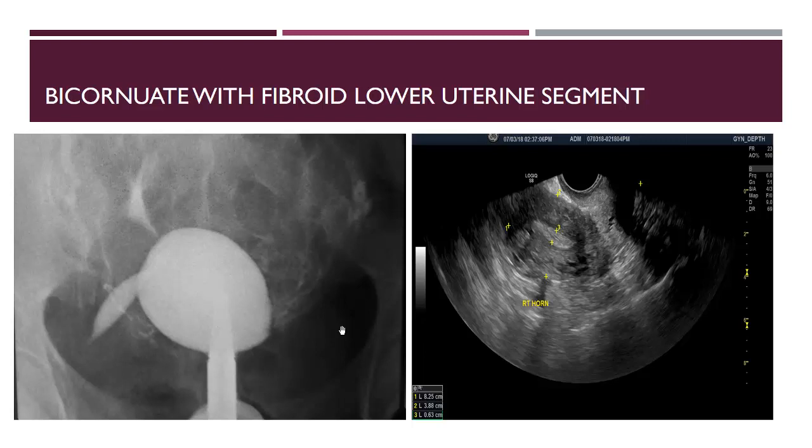When the fibroid is subserous in location, it makes the cavity as if it is compressed from posterior to anterior. So it appears as if it is large in size, but it is just compressed with the contrast delineated over it.